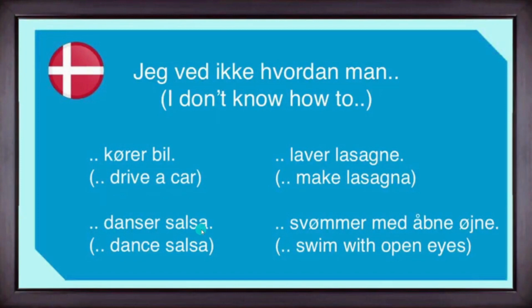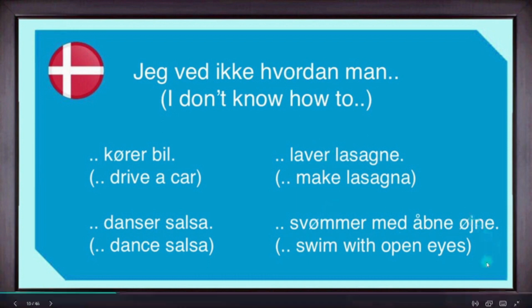Danser salsa. Laver lasagne. Make lasagna. Svømmer med åbne øjne. It's crazy. Swim with open eyes. Right? Så. Jeg ved ikke, hvordan man kører bil. Jeg ved ikke, hvordan man danser salsa. Jeg ved ikke, hvordan man laver lasagne. Jeg ved ikke, hvordan man svømmer med åbne øjne.